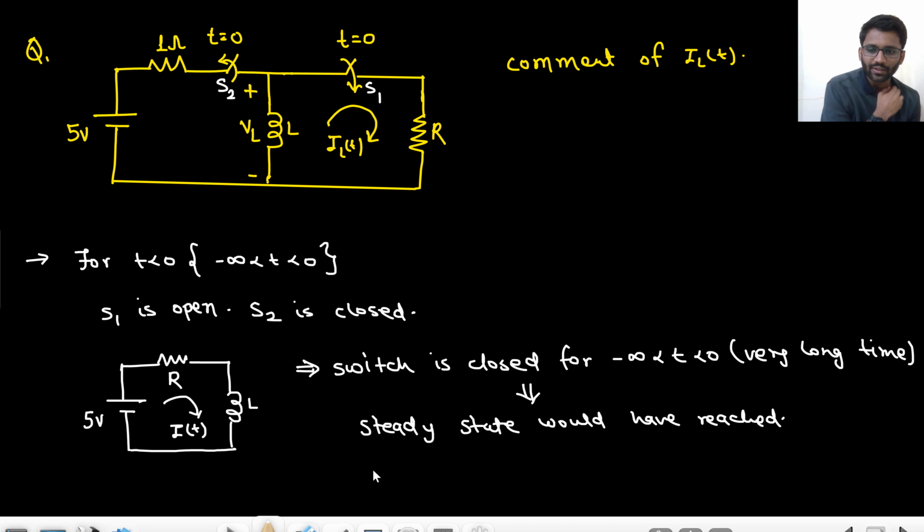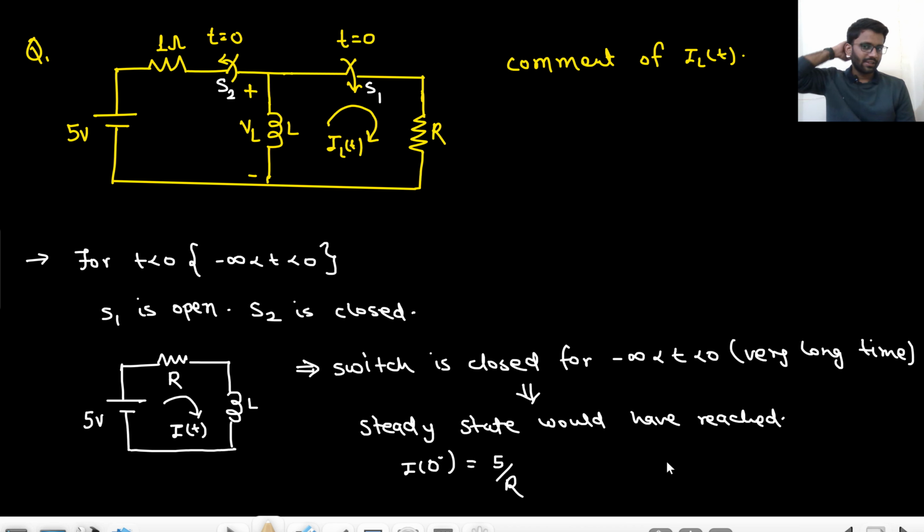So what would be the value of I(t) now? At steady state, what happens? I can say what will be the value of I(0 minus). At steady state, the inductor will be shorted. So the current would be 5 by R.